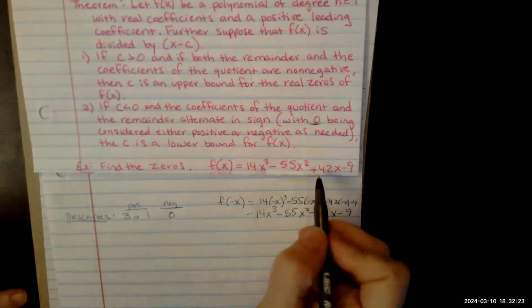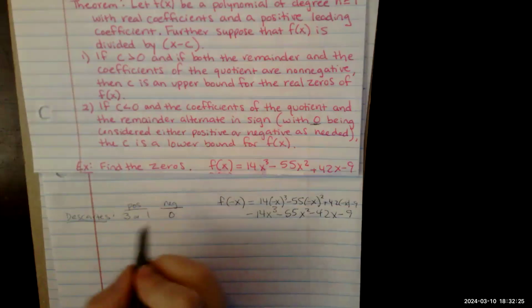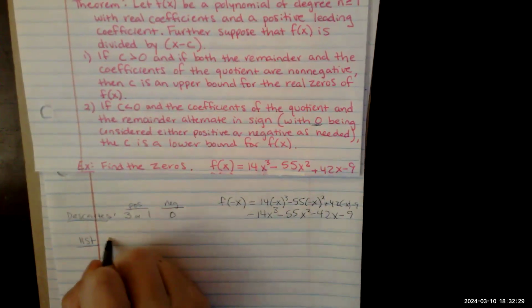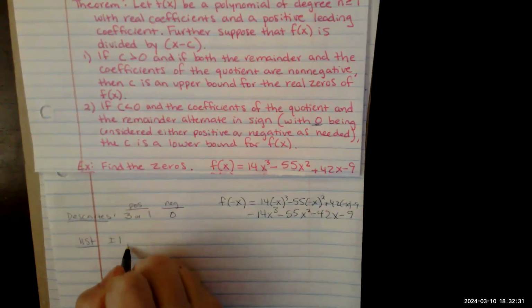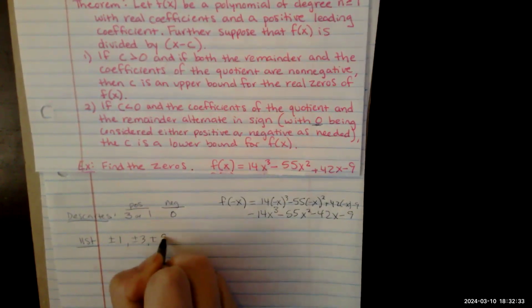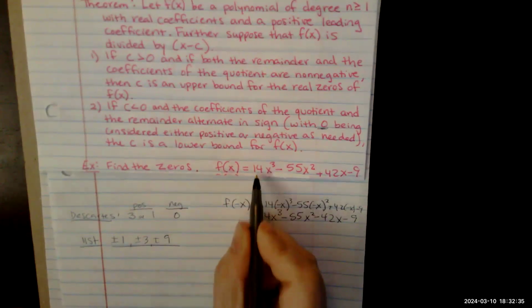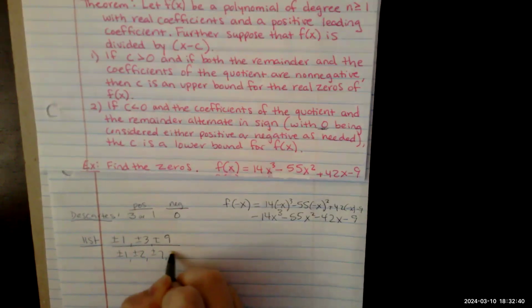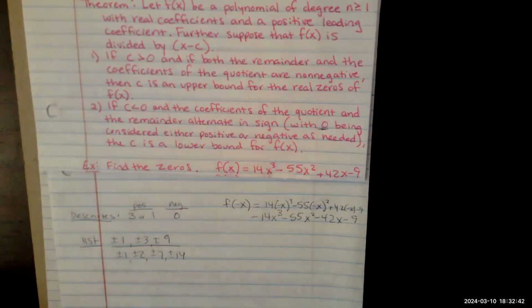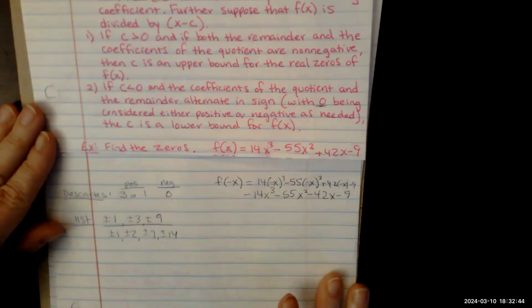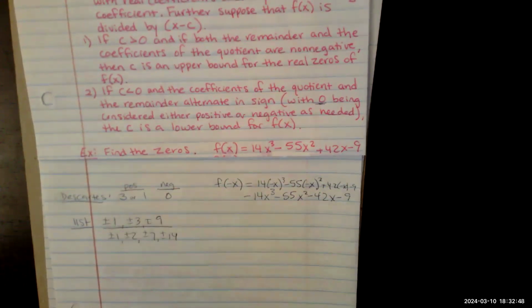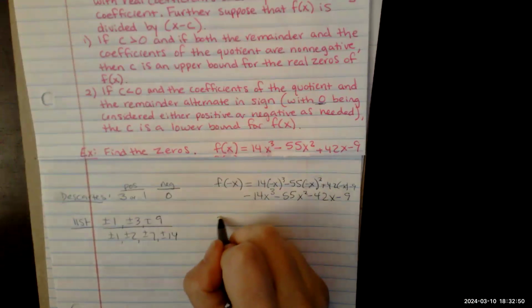So I'm going to first find my list of possible zeros, so I know what to pick from. Plus and minus 1, 3, 9 on top. Because of the 14, I have 1, 2, 7, or 14 on the bottom. I'm going to start with some of the whole numbers, not the fractions. So basically 1, 3, or 9. So I'm going to try 3.